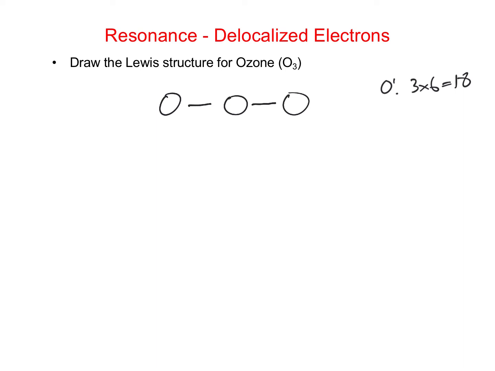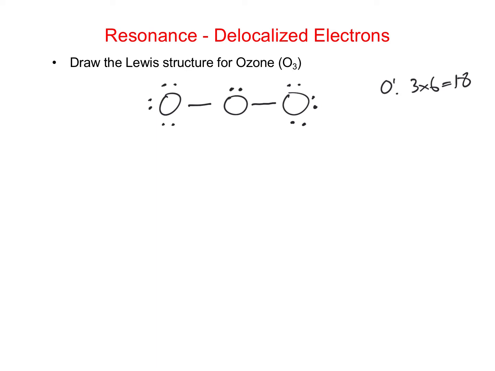The two oxygens are the same, so it doesn't really matter which one I start with. So I've used 2, 4, 6, 8, 10, 12, 14, 16. So the two outside oxygens have complete octets. I have 2 electrons left for 18. And then I check: the 2 non-central oxygens have complete octets, but the central oxygen atom does not. It only has 6 valence electrons.